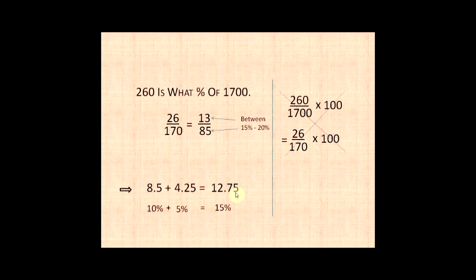Although I have narrowed down to the answer very closely, because 12.75 is very close to 13, I still have to move on to the precise answer. Let's calculate what 1% is. 1% is two decimal places to the left, which is 0.85.